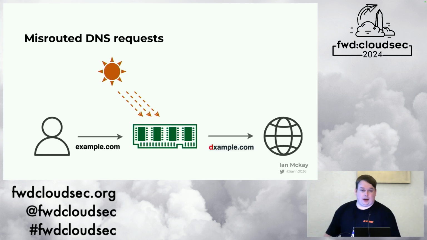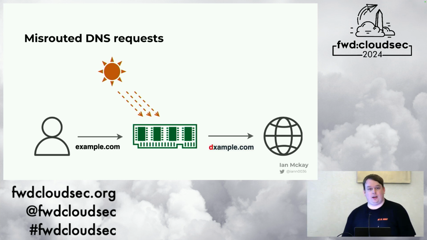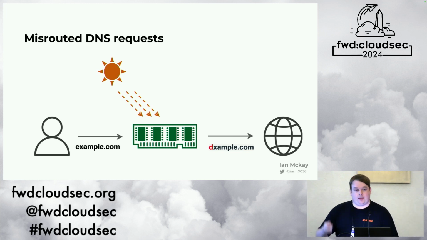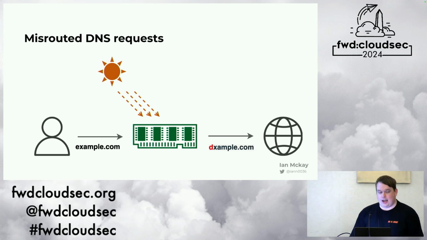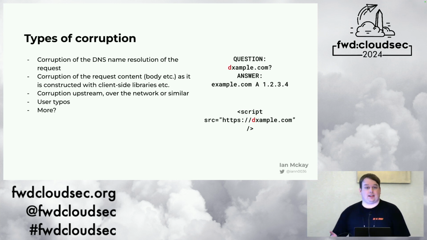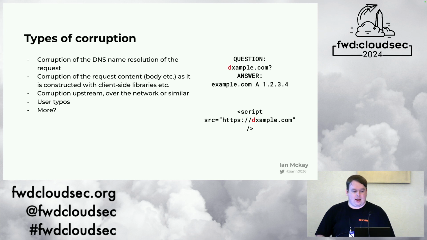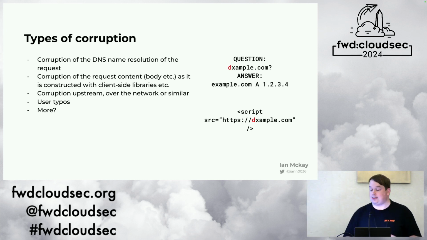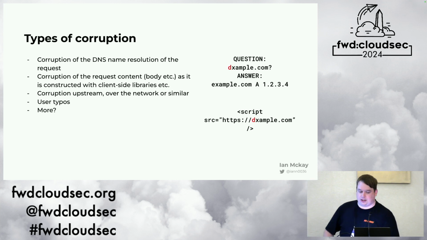So if you're a client going to example.com and one of these issues occurs, then that 1 in the E could flip to a 0, causing you to navigate to dexample.com. And this can happen in 2 specific ways. The first is a corruption in the DNS name resolution, so the question and answer there, as you can see. And the second is corruption of the request body content itself. So that's things like a script tag, as you can see here.